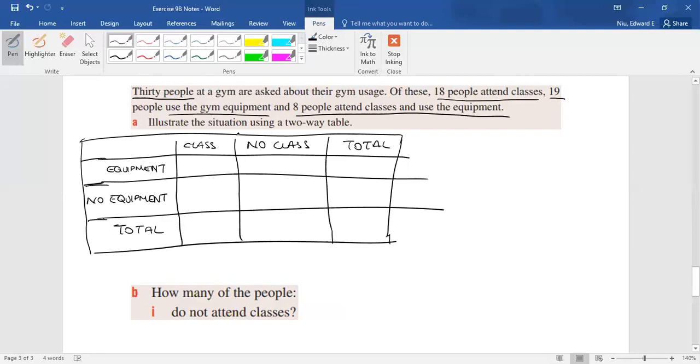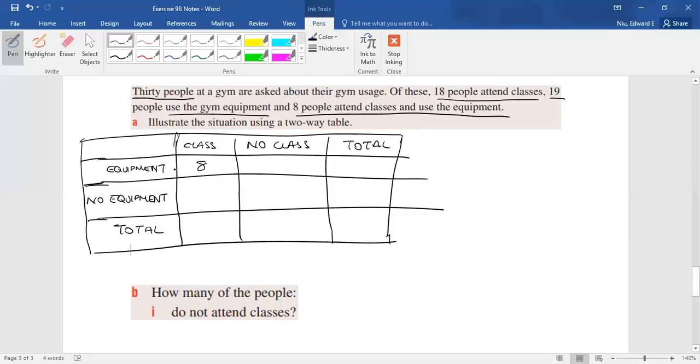Anyway, besides the point, so what we do here is each square in the two-way table corresponds to one of these values. So again, we have to fill out first the people who like both. So there's 8 people who attend classes and use the equipment. So these are the people who do both these things. So that square is going to be the top left, all right? Because these are the people who go to class and also use the equipment.